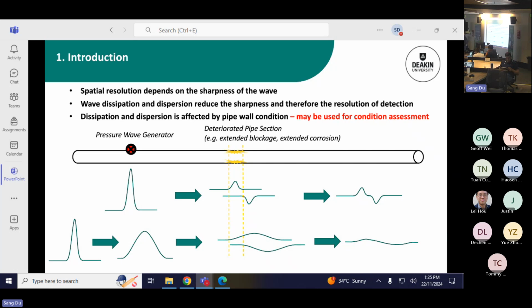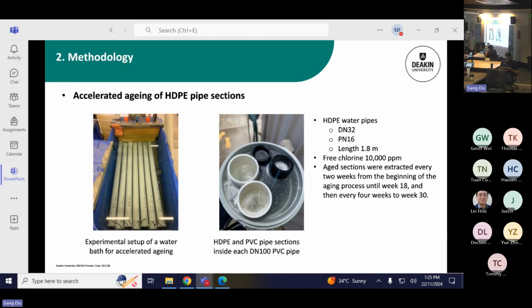In metallic pipes, it's less of an issue, though if you talk about longer distances, it can still be an issue. But for plastic water pipes, it's really a significant issue. So what we did was to develop a technique to understand the wave dissipation and dispersion in plastic water pipes and see how we can deal with it. At least we want to be able to calibrate that so we can take the dissipation and dispersion into account when we're doing the anomaly detection.